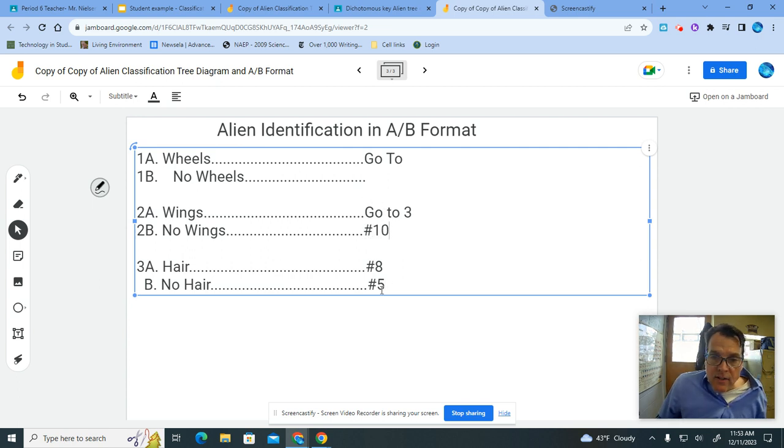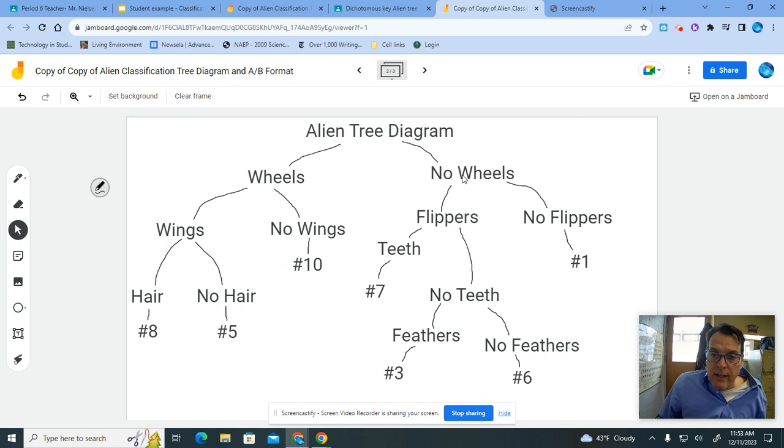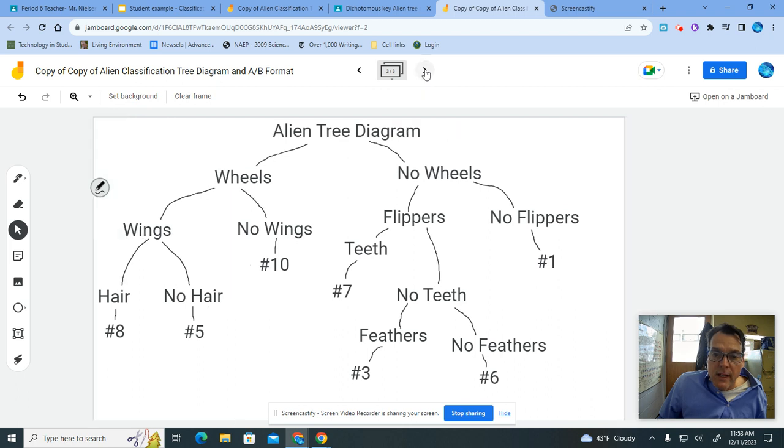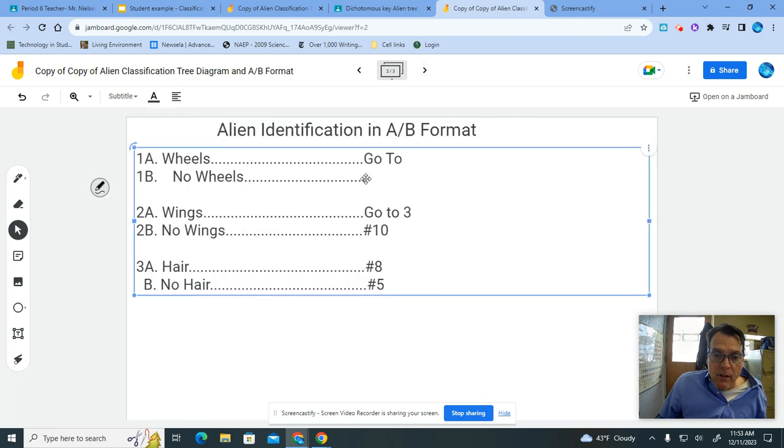Okay, that's going to lead us up to our next blank, which is this no wheels. And when we take a look at no wheels, we're here, and we have flippers, no flippers. We're back to having a characteristic, so 2 characteristics. So we need a new line, and the next available line is number 4.